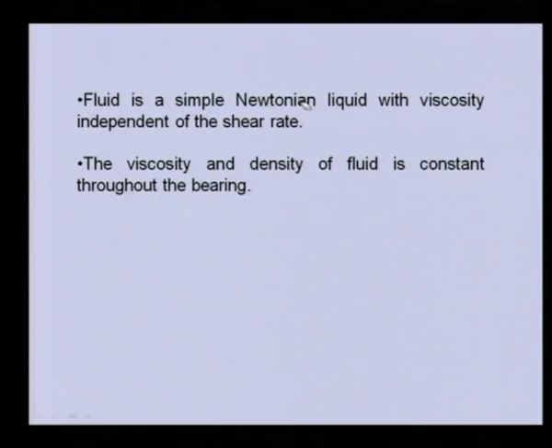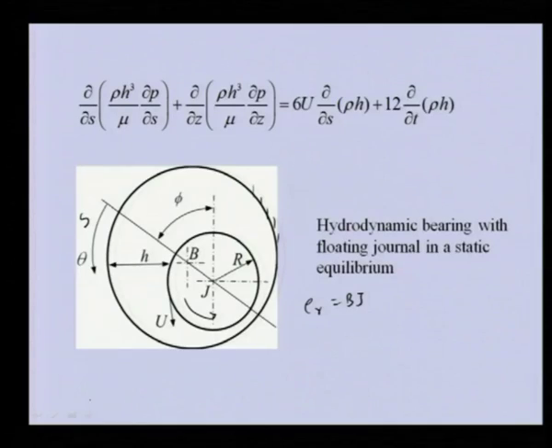Fluid is simple Newtonian fluid with viscosity independent of the shear rate. The viscosity and the density of the fluid is constant throughout the bearing. So, these are the basic assumptions for deriving this Reynolds equation. This is basically a partial differential equation.